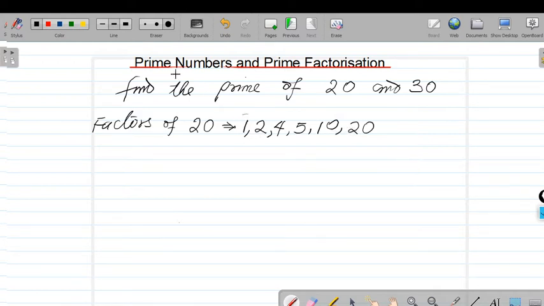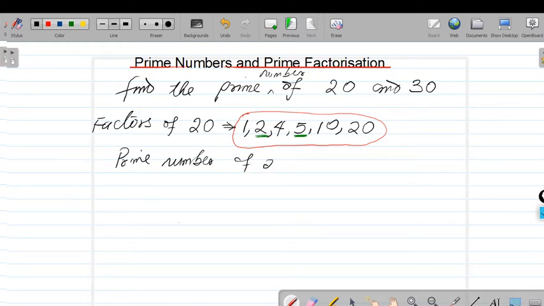Then among these factors of 20, which of them are the prime numbers? You can see that the prime numbers there are only 2 and 5. So the prime numbers of 20 are only 2 and 5.